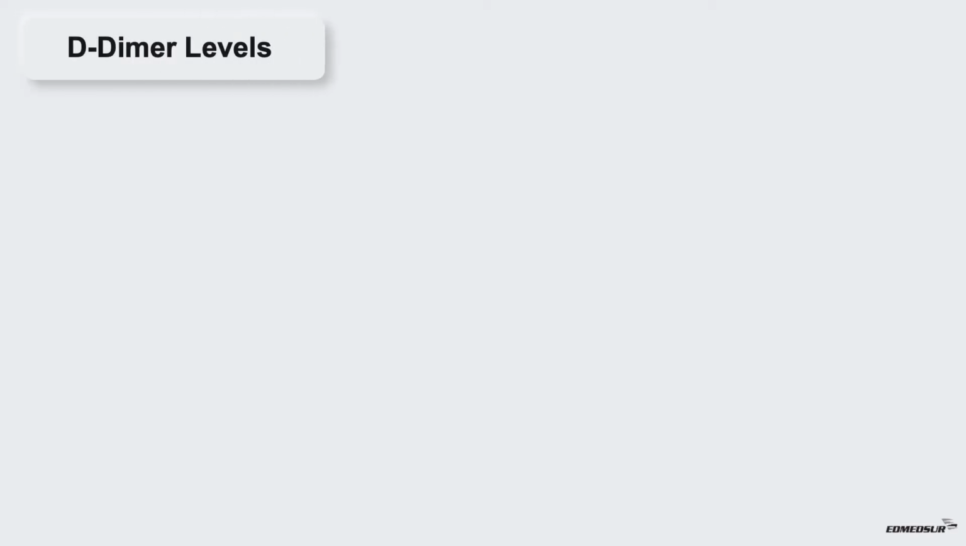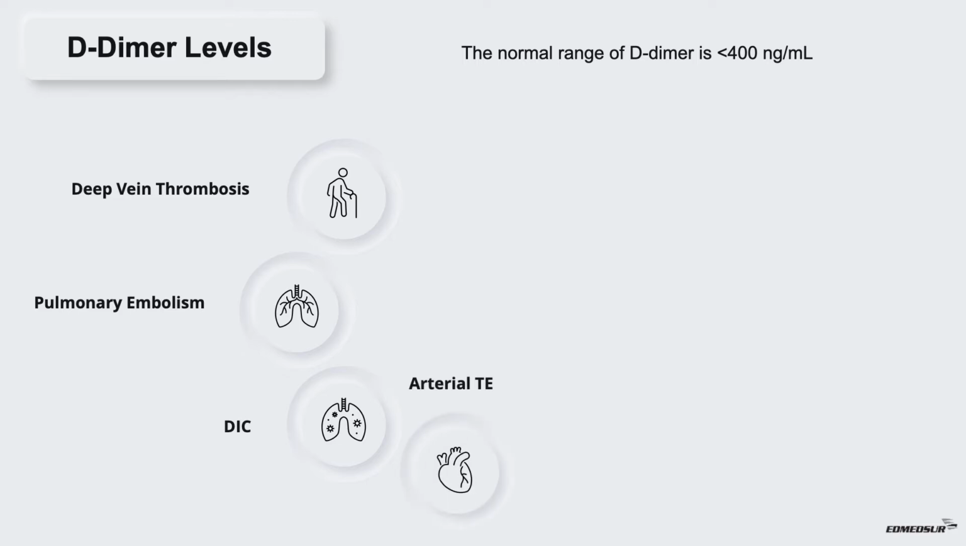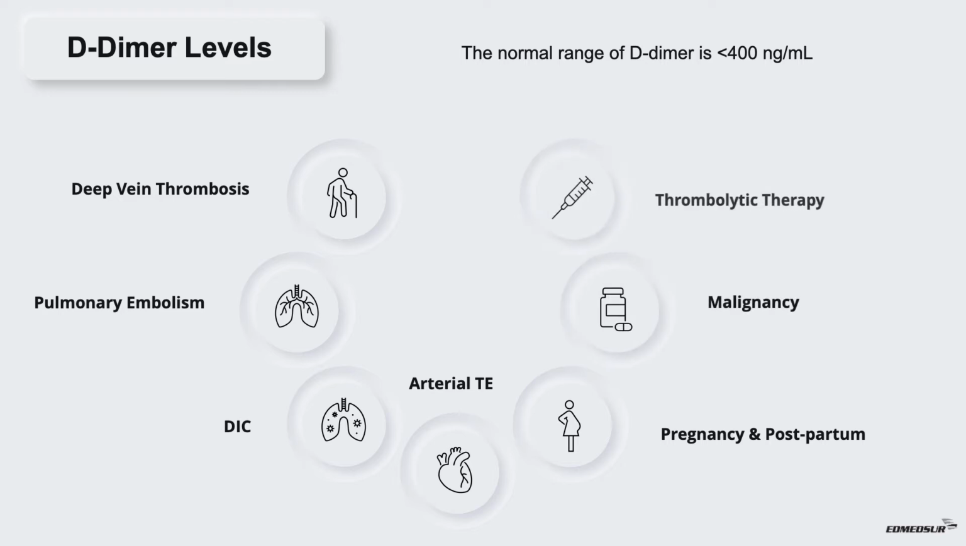D-dimer levels. The normal range of D-dimer is less than 400 nanogram per ml. Important causes of elevated D-dimer levels include deep vein thrombosis, pulmonary embolism, disseminated intravascular coagulation, arterial thromboembolism, pregnancy and postpartum period, malignancy, thrombolytic therapy, and surgery.